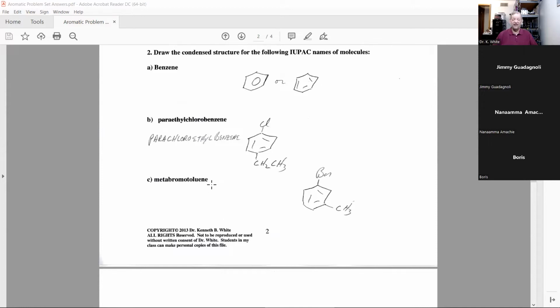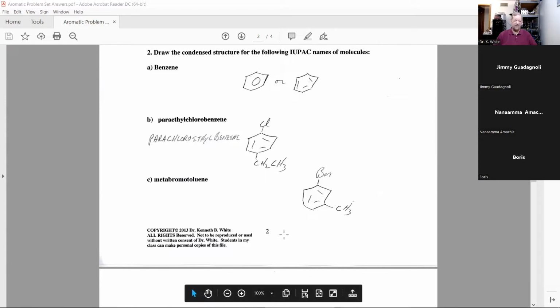I have an unusual way of writing this, meta-bromotoluene. Again, for all organic molecules, I didn't mention it before, you start from the right, move left. Toluene, methyl group with a benzene ring on, or attached to benzene. Meta 1,3 bromo, bromine.